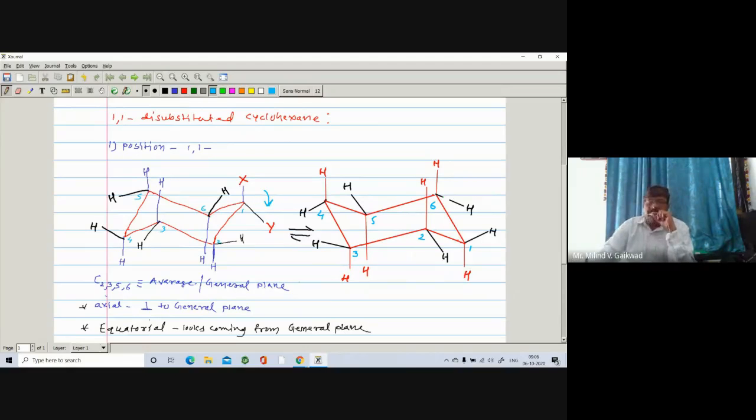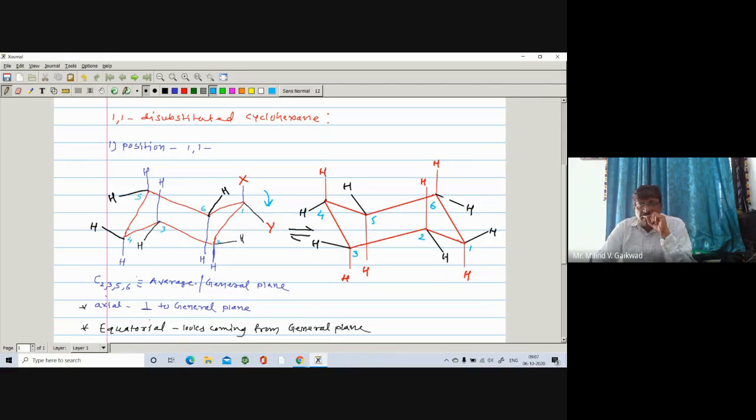So this is the numbering. When ring flipping takes place, of course, here we have written the mirror images, but in this case you'll see that carbon number 1 will go down the plane. So here it is below the plane. In the previous case, in the chair form, it was above the plane, right? So these are 1 dimethyl cyclohexane. Now you know how to draw the structure.